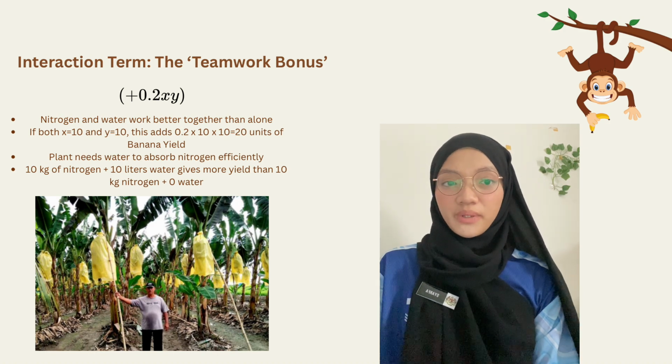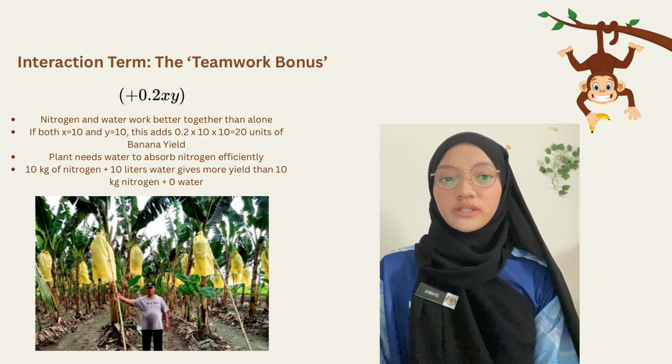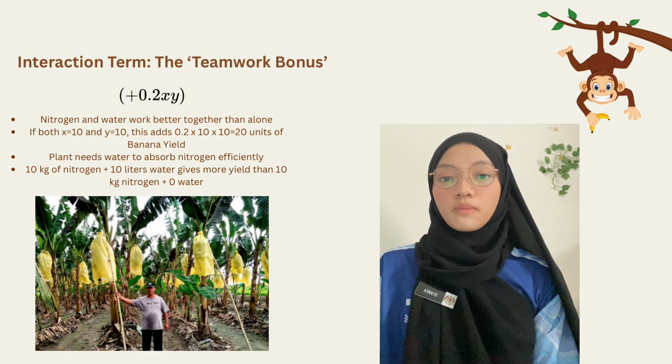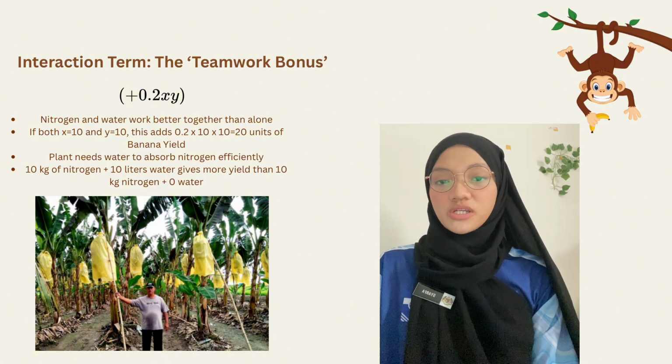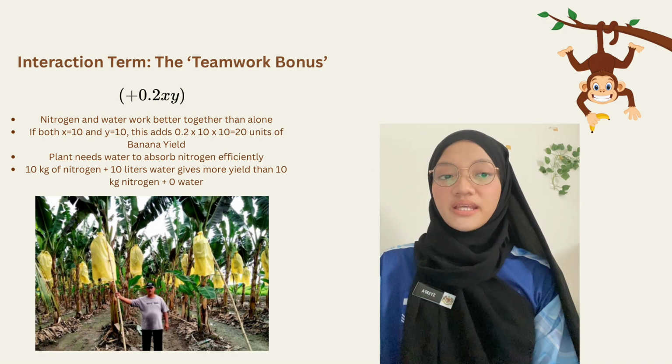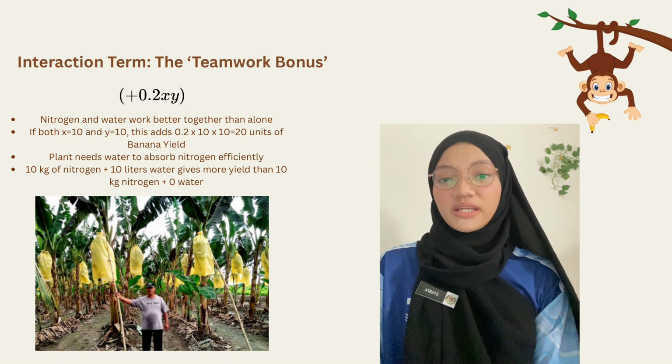Why does this happen? Because plants need water to absorb nitrogen efficiently. Without water, much of the nitrogen will go to waste. So, applying 10 kilograms of nitrogen with 10 liters of water will give us much more yield than nitrogen alone. That's the power of coordination, and this term captures it beautifully in our model.